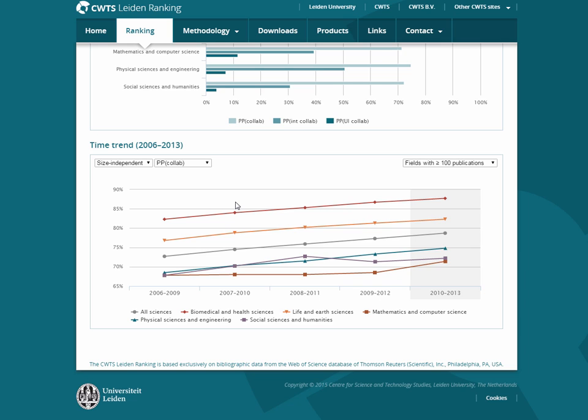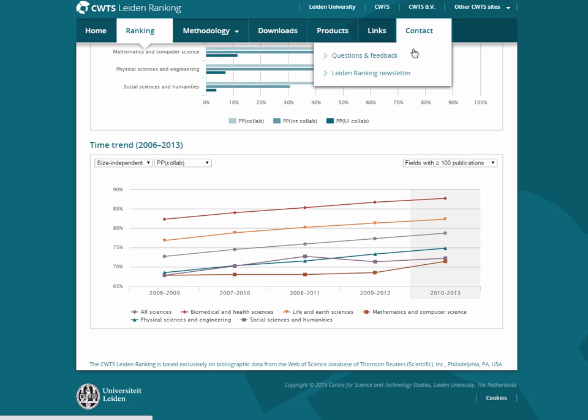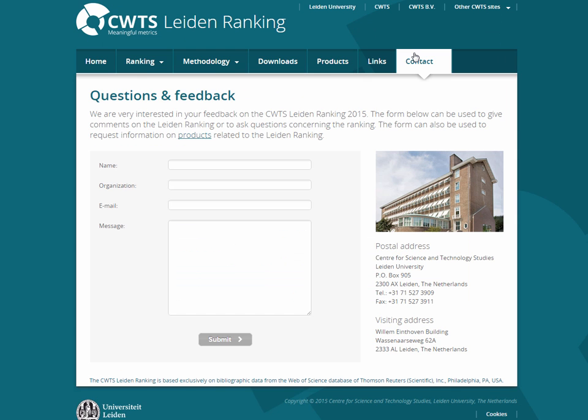You can take a look yourself at leidenranking.com. If you want to have more information on the methodology of the Leiden Ranking, please take a look at the information under Methodology. If you have questions or feedback on the Leiden Ranking, please send us a message using the questions and feedback form under Contact.